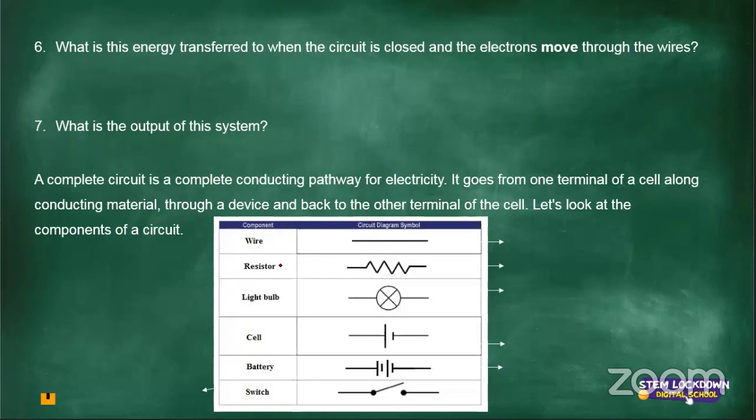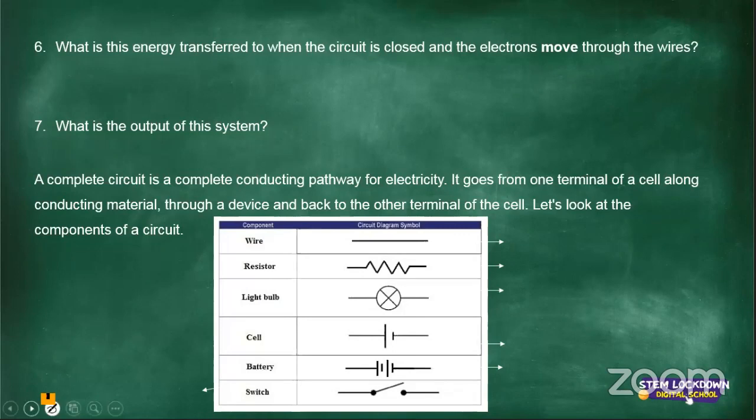May I want to ask a question, ma'am? Since in a simple circuit, ma'am, which way does the electric current go? Which way does it go, ma'am? Does it go by the positive side or the negative of a battery, ma'am? Okay, so the electricity is transferring from the positive to the negative. That's correct. Well done for that. So now we're looking at what is this energy transferred to when the cell is closed.